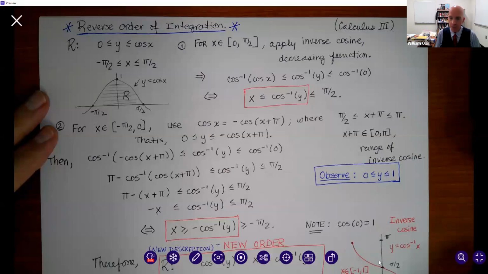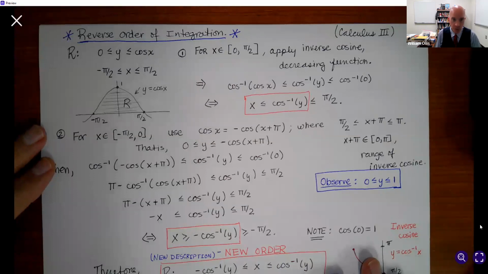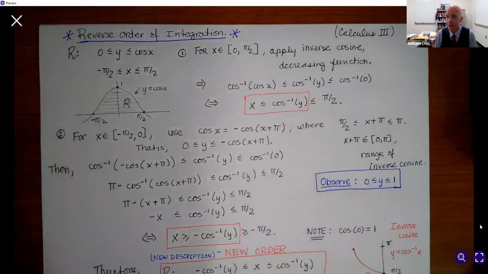Let's do another example of reversing the order of integration. For this example, we have a region that has a boundary curve that's a trig function. So when we've got the trig functions, we usually have to work a little bit harder.